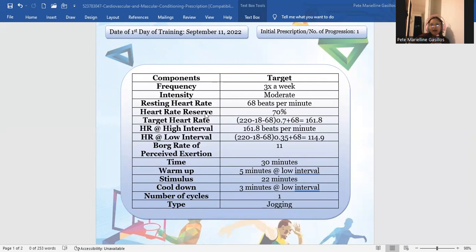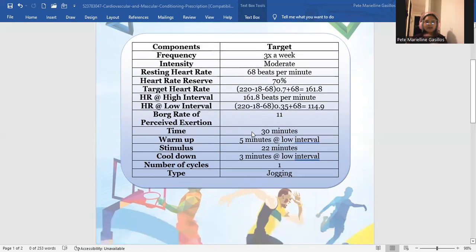Next is times the 70%, and I convert it to the decimal, which is 0.7, plus my resting heart rate. So it equals 161.8 beats per minute. That is my target heart rate. So my HR at high interval is also 161.8 beats per minute.